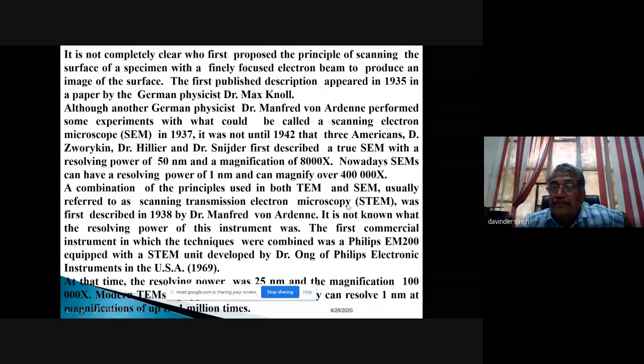We call it STEM, and it was first discovered in 1938 by Manfred von Ardenne. It is not known what the resolving power of this instrument was, but the first commercial instrument in which the technique was combined was developed by the Philips Company, Instruments USA, in 1969. At the time, the resolving power was 25 nanometer and magnification was around 1 lakh.